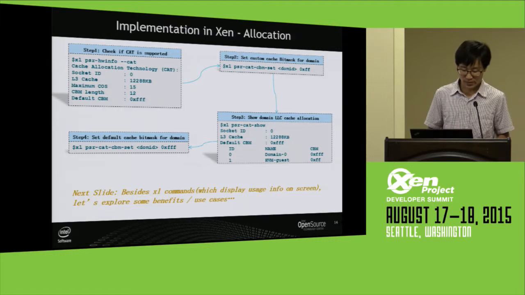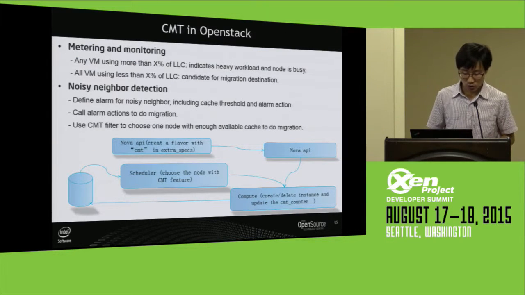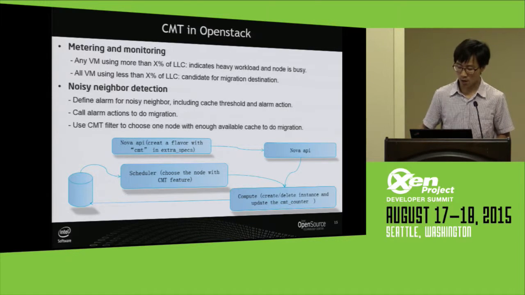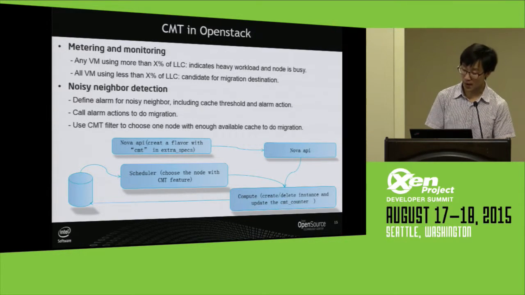Besides the demonstration, what else can it do in real usage? Let's see. This is cache monitoring technology used in OpenStack. OpenStack uses cache monitoring technology in two ways. First is for metering. Now cache usage can be displayed in the dashboard, which gives people a direct view of the VM workload status.